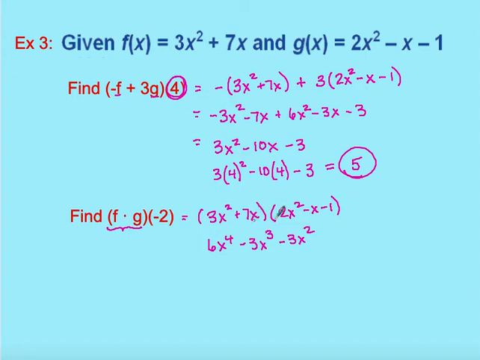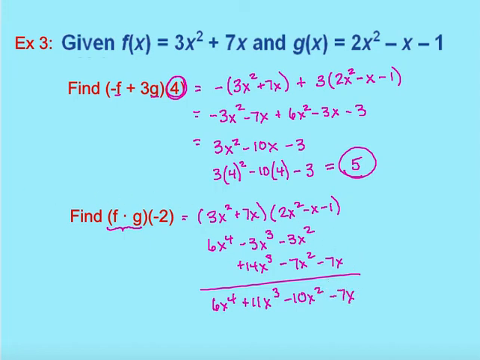Then I have 7x times 2x squared gives me 14x cubed minus 7x squared minus 7x. So when I simplify this out, I have 6x to the 4th plus 11x cubed minus 10x squared minus 7x. And the last thing I'm going to do is deal with this negative 2. So I'm going to replace my x's with negative 2.